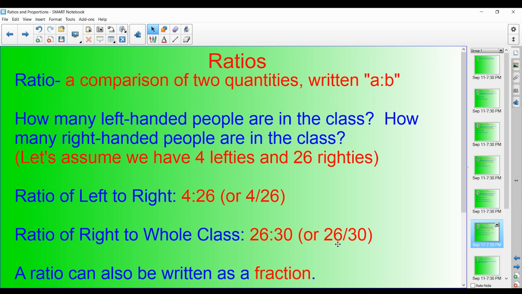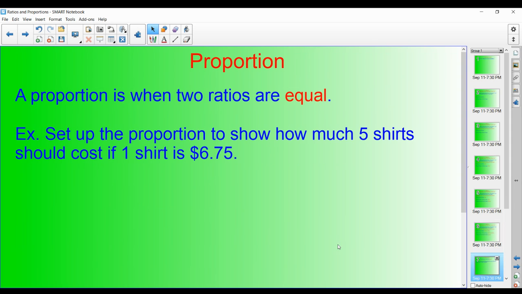Now we're going to take ratios and compare them using a proportion. So proportions, when we set two ratios equal to each other, and most times we do this so we can solve for a missing quantity. So in this case, we're going to set up the proportion to find how much 5 shirts should cost if one shirt is $6.75. So what I know is it's $6.75 per one shirt, but I don't know how much it is per 5 shirts.